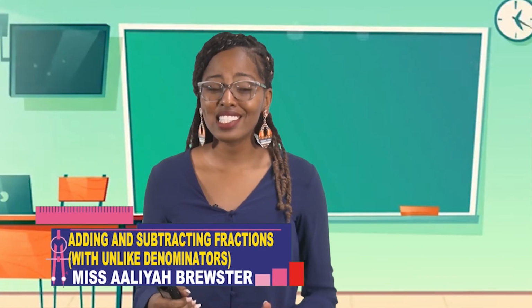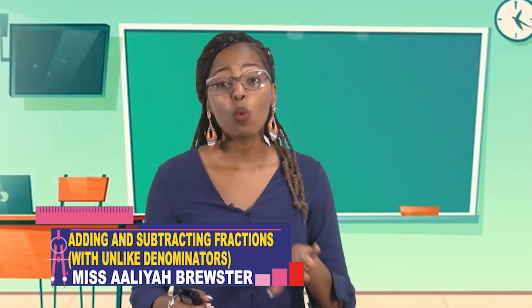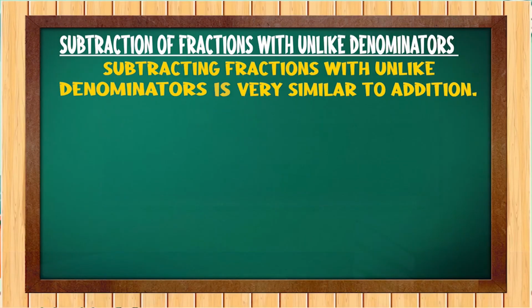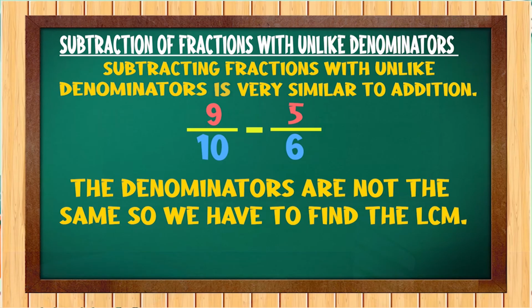Now let's move on to discuss how to subtract fractions with unlike denominators. So before we did adding fractions with unlike denominators, now we're going to subtract. To subtract fractions with unlike denominators, the method is quite similar to adding fractions with unlike denominators. For example, if we were asked to find the answer for 9/10 subtract 5/6, the denominators of those two fractions are not the same, so we have to find the lowest common multiple.